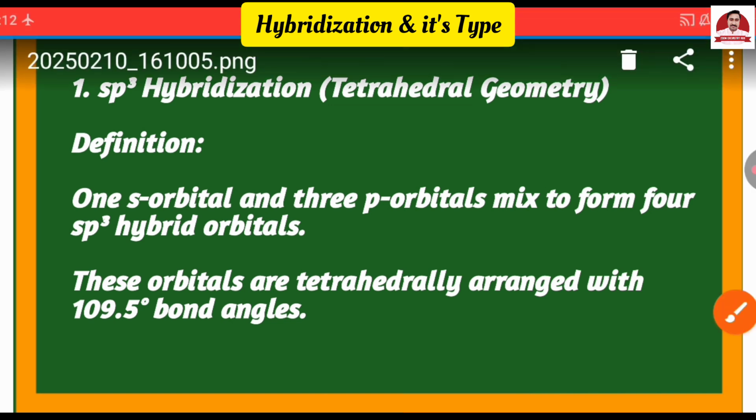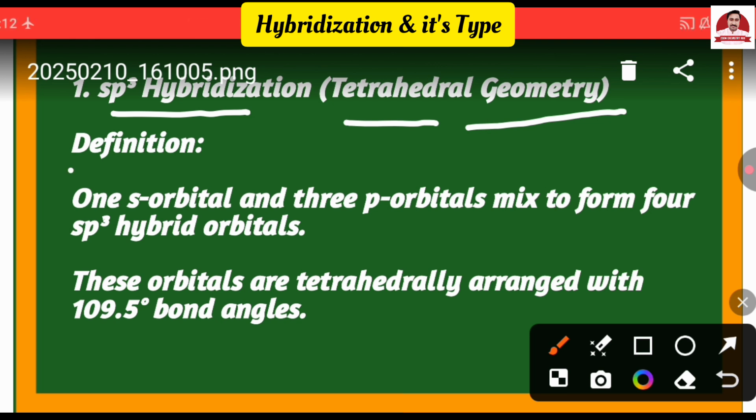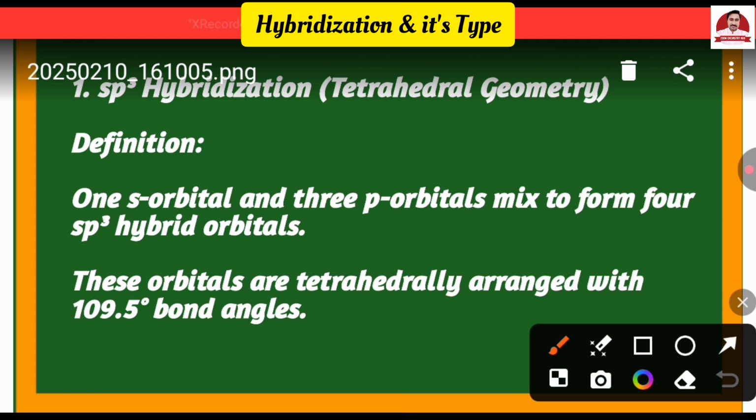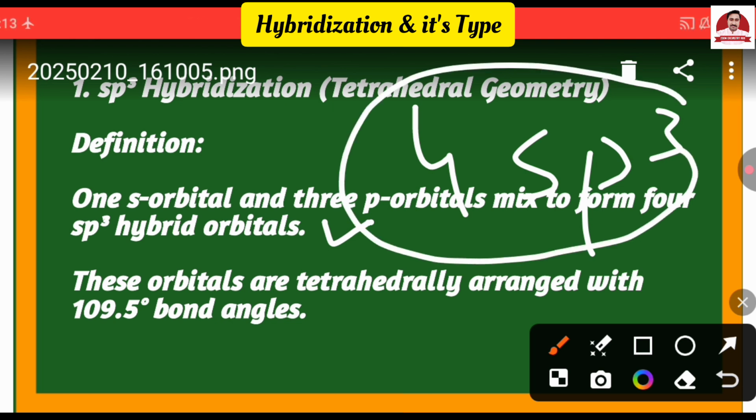Next, we will discuss first sp3 hybridization. In the sp3 hybridization, the geometry of the molecule is tetrahedral. Now we can define what is sp3 hybridization. As the name indicates, s and p3: 1s and 3p orbitals mix to form 4 new hybrid orbitals, that is 4 sp3 hybrid orbitals are formed, and these orbitals are tetrahedrally arranged with a 109.5 degree bond angle.